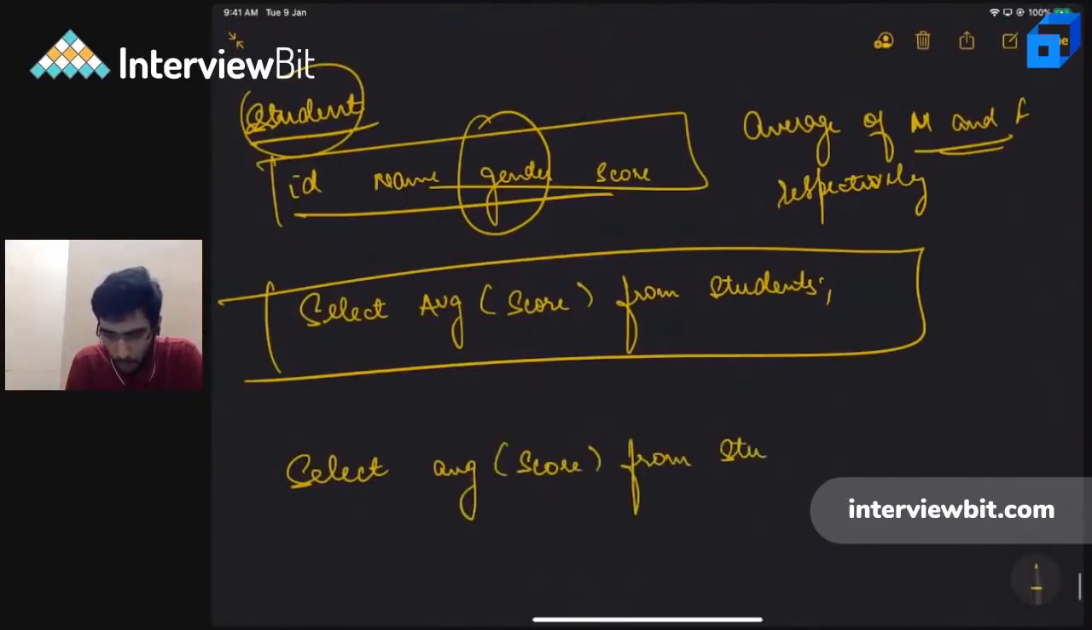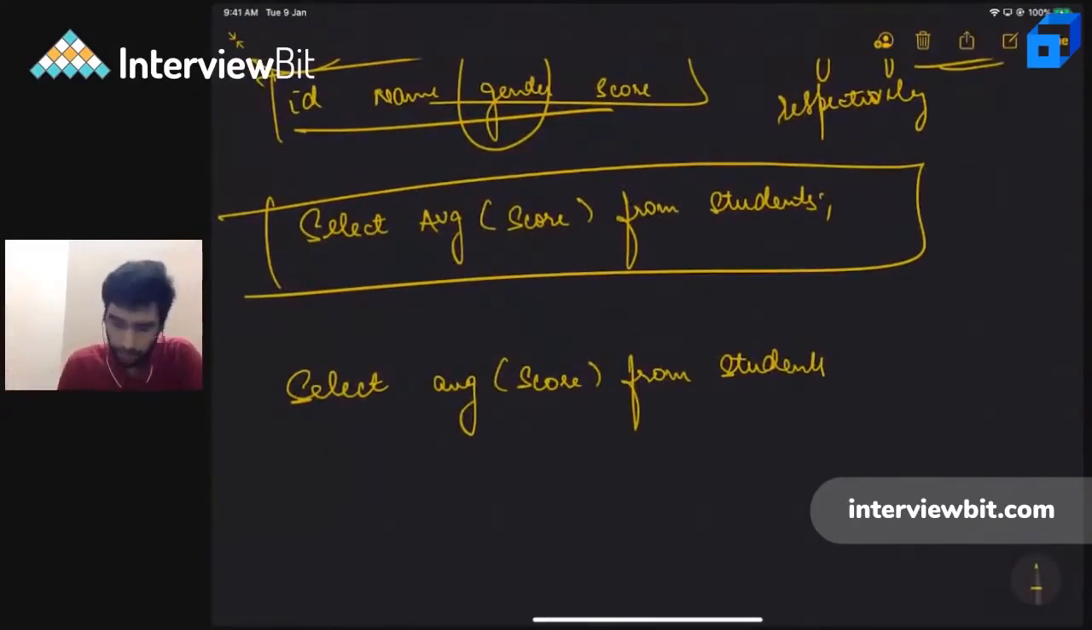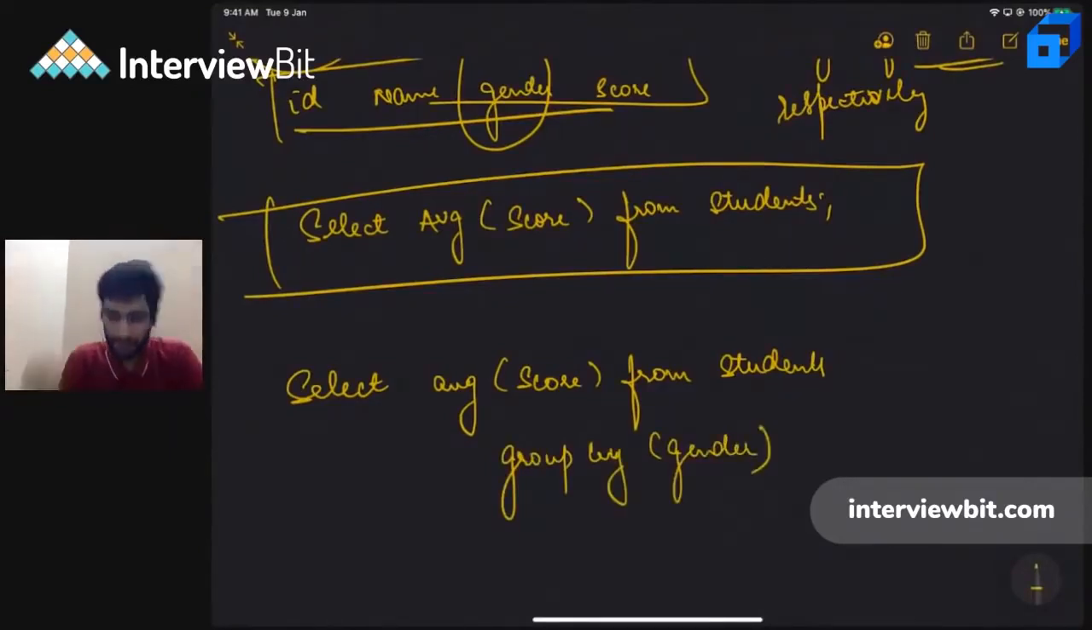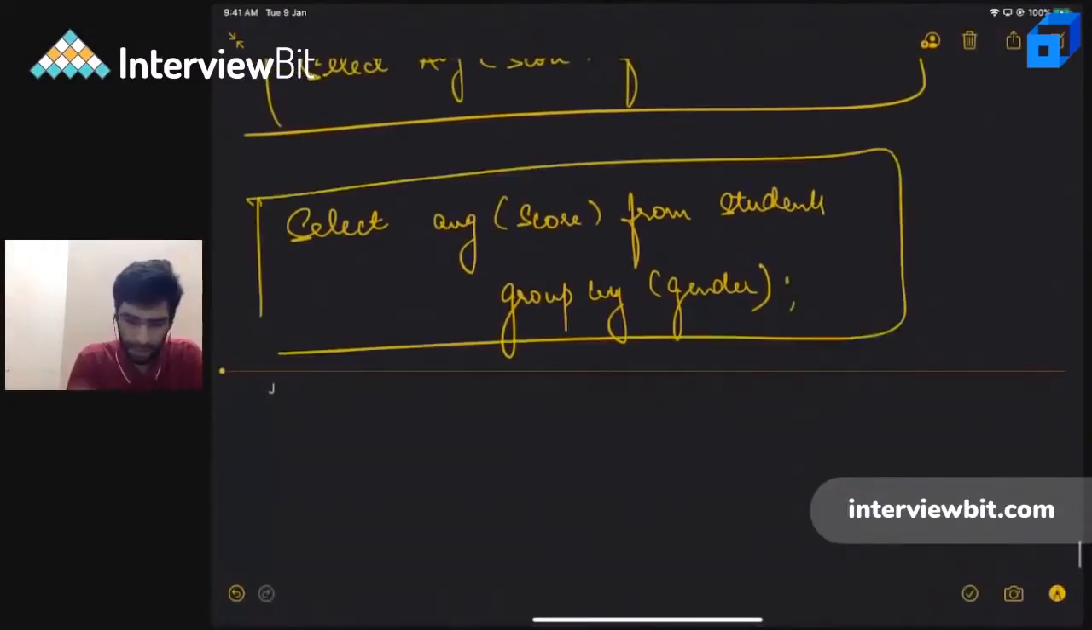But now all the students are not one single group. There are multiple groups. And how are those groups being made? Those groups are being made by their gender. Okay. Select average of score from students grouped by gender. Okay. So this is how the group by statement comes into effect. I hope that is clear.